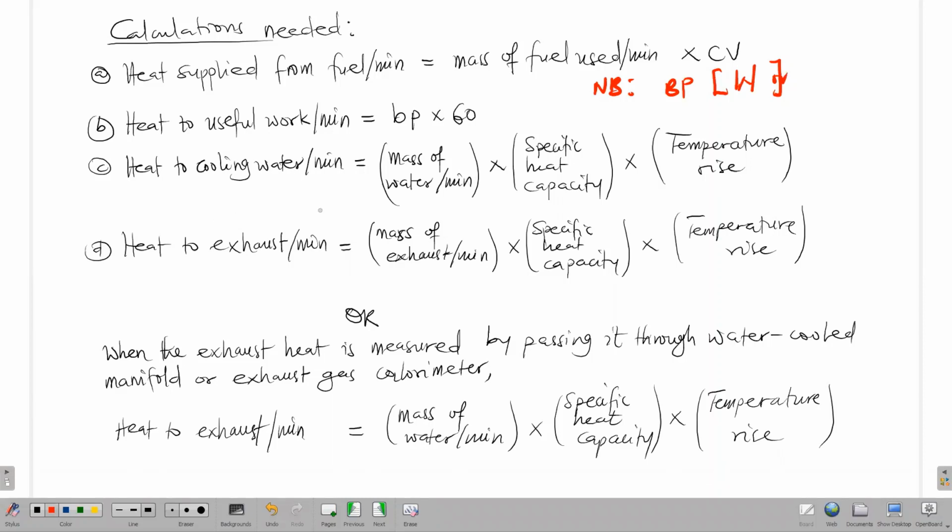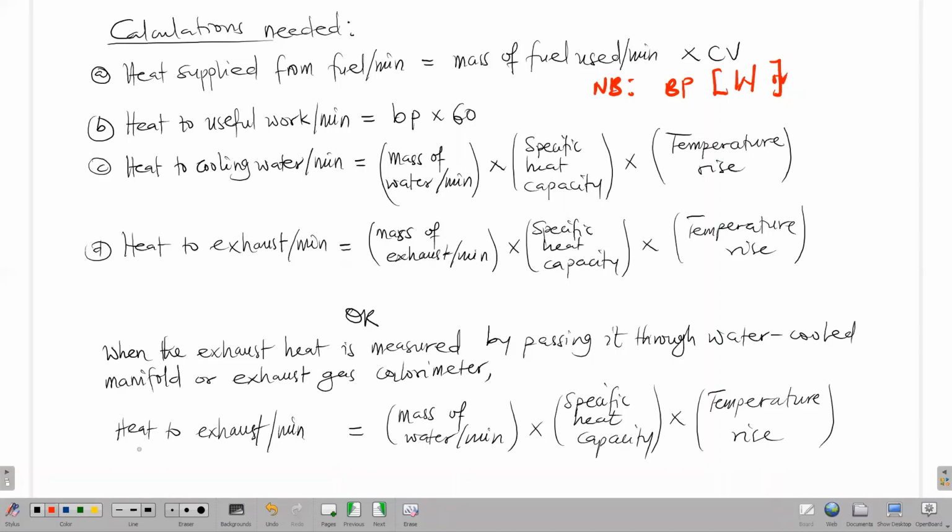Now, the heat to cooling water per minute can be arrived at by taking the product of the mass of water per minute times the specific heat capacity times the temperature rise. The heat to exhaust per minute is also equal to the mass of the exhaust per minute times the specific heat capacity times the temperature rise.